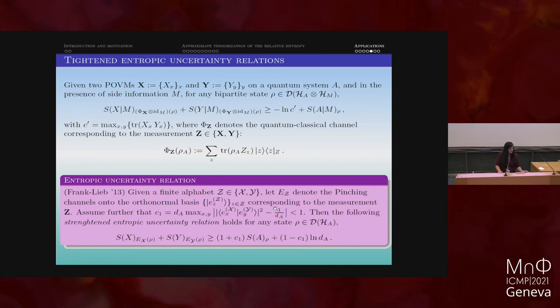And we focus instead on these pinching maps. And you see that the additive term is pretty similar, apart from the sign, if you compare what we are calling here C1 and what they were calling C prime. And here we get some multiplicative term that they didn't have here. So this is why this is a bit tightened.